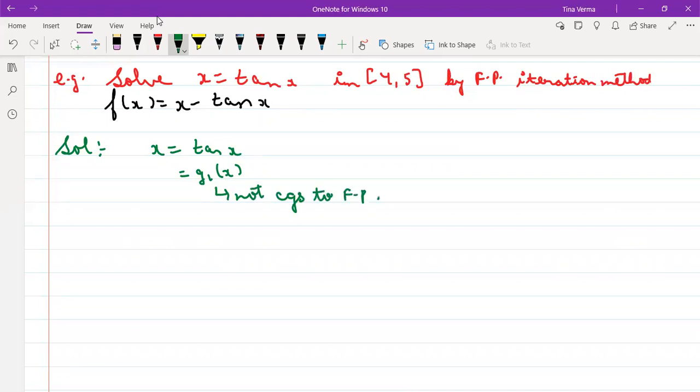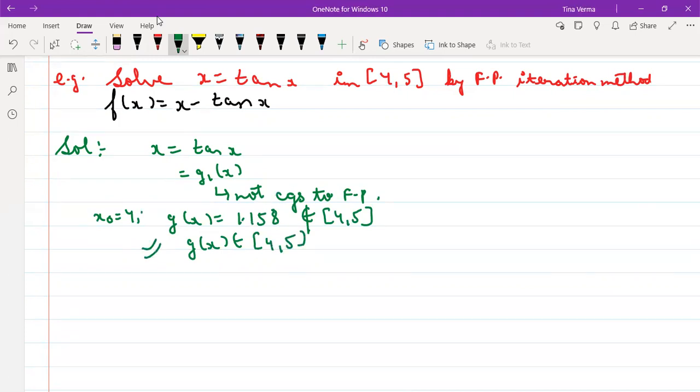Why? Because you can take any approximation, x naught is equal to 4, and if you calculate g of x, that comes out to be 1.158, that is not belonging to your interval 4 to 5. So आपका होना चाहिए था कि gx भी आपका 4 5 में जाए, then it can converge. But in this case, it is not going in 4 to 5. So this method will not converge.